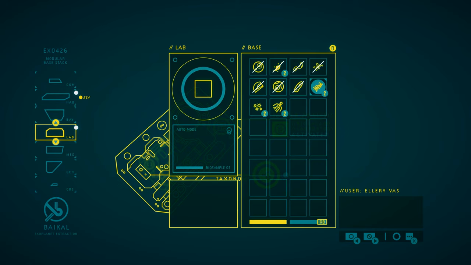Lab. I'm probably going to mess up the controls a lot because I'm playing on an Xbox controller, and I've also been playing on a Switch a lot, and the A and B, or the do thing or go back buttons, are reversed on the Switch compared to this controller, so that's going to be fun.